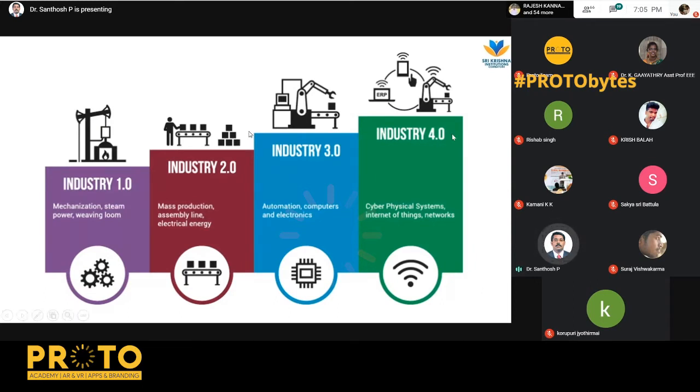So we started with 1.0, wherein before this automation, see, everything here is automation. Industry 1.0 means industrial automation 1.0, industrial automation 2.0, industrial automation 3.0. And here it is industrial automation 4.0. And apart from the first three versions, 4.0 has played a different role in our day-to-day life. How it has played a role, we will see.